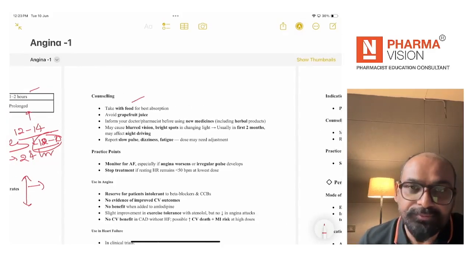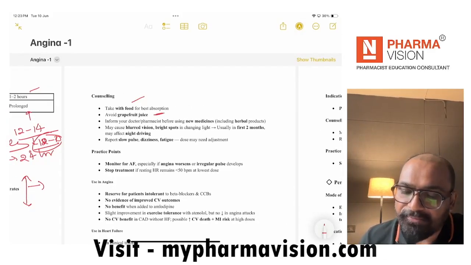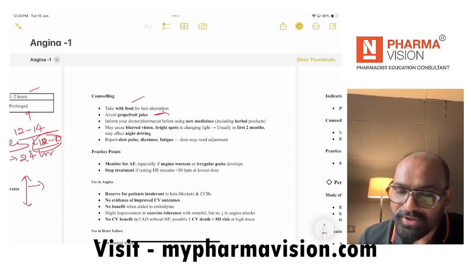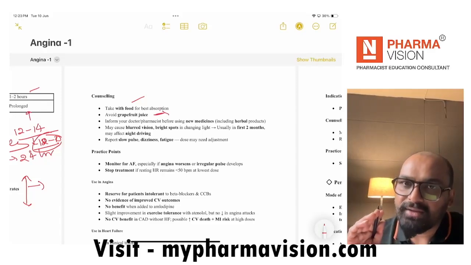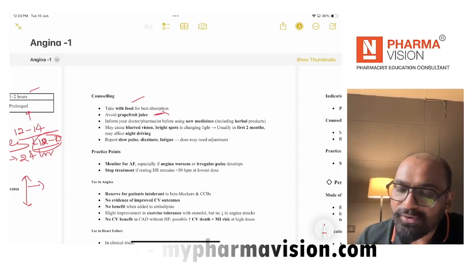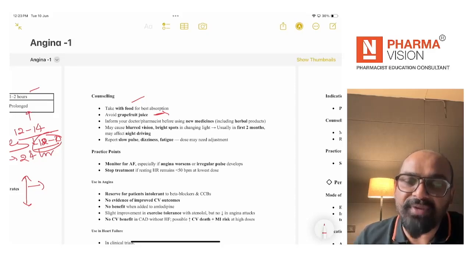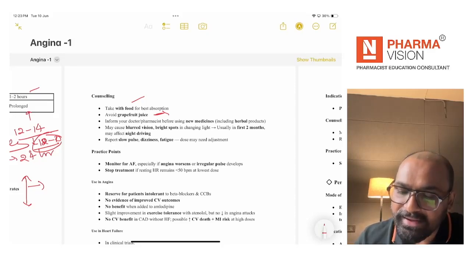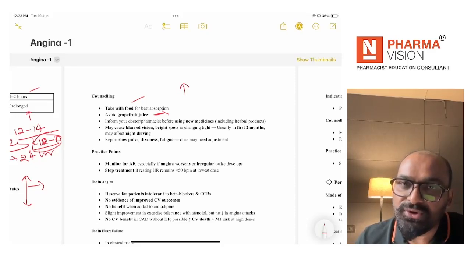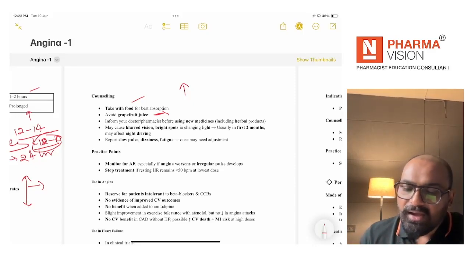Take with food. Avoid grapefruit juice. Avoid grapefruit juice because the ivabradine and the grapefruit components are going to compete for the metabolism. If we are taking a large amount of grapefruit juice, that prevents the metabolism of ivabradine and that can increase the plasma concentration and increase the risk of toxicity. Inform your doctor you are taking these medications.